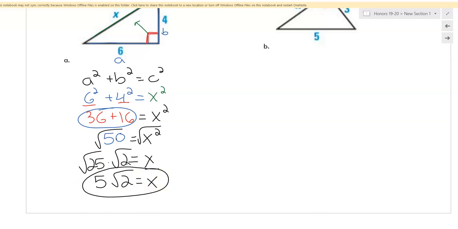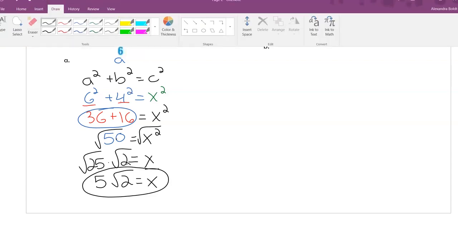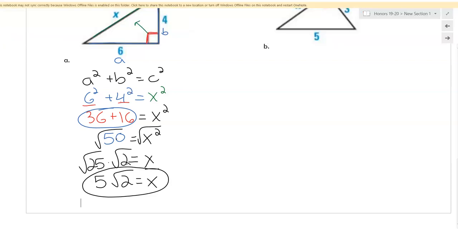Okay, so we want to make sure we're simplifying radicals. Simplifying radicals is one of our Khan Academy quizzes for this unit, so make sure you're practicing that. All right, let's look at our next example, B.